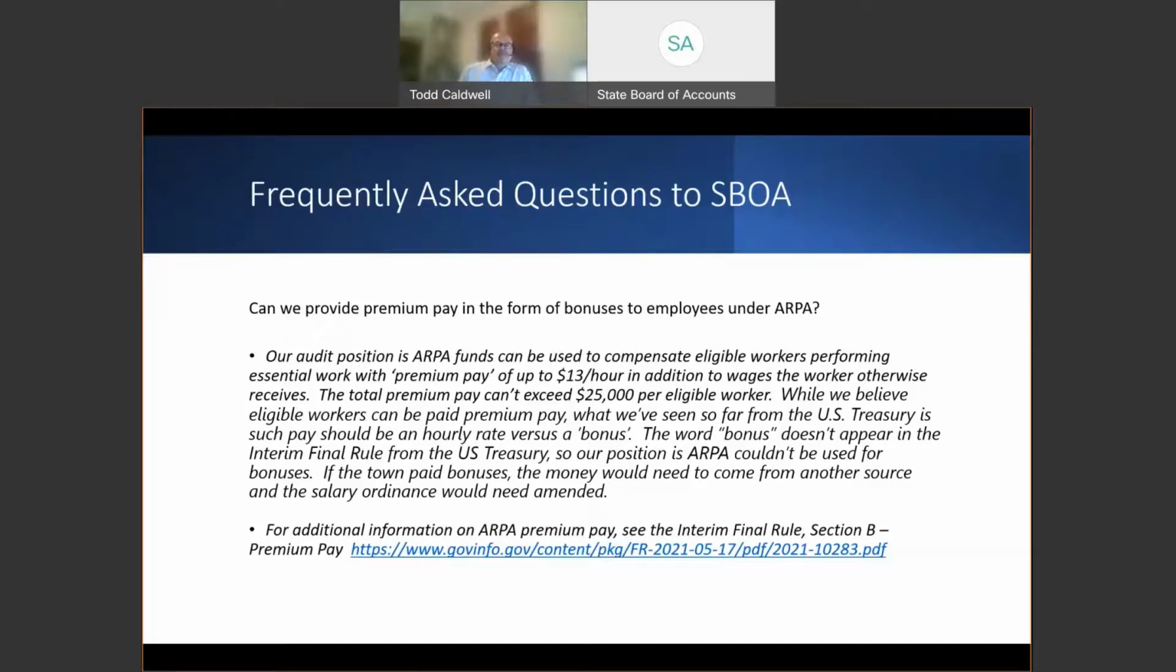So while we believe eligible workers can be paid premium pay, what we've seen so far from the Treasury is no mention of the word bonus. It doesn't appear in the interim final rule. So our position is ARPA could not be used for bonuses. It can be used for the premium pay at an hourly rate, but not just a flat type of bonus. So if a city or town paid bonuses, you'd have to come up with that money from another source. And of course, you'd want to amend your salary ordinance in any event.